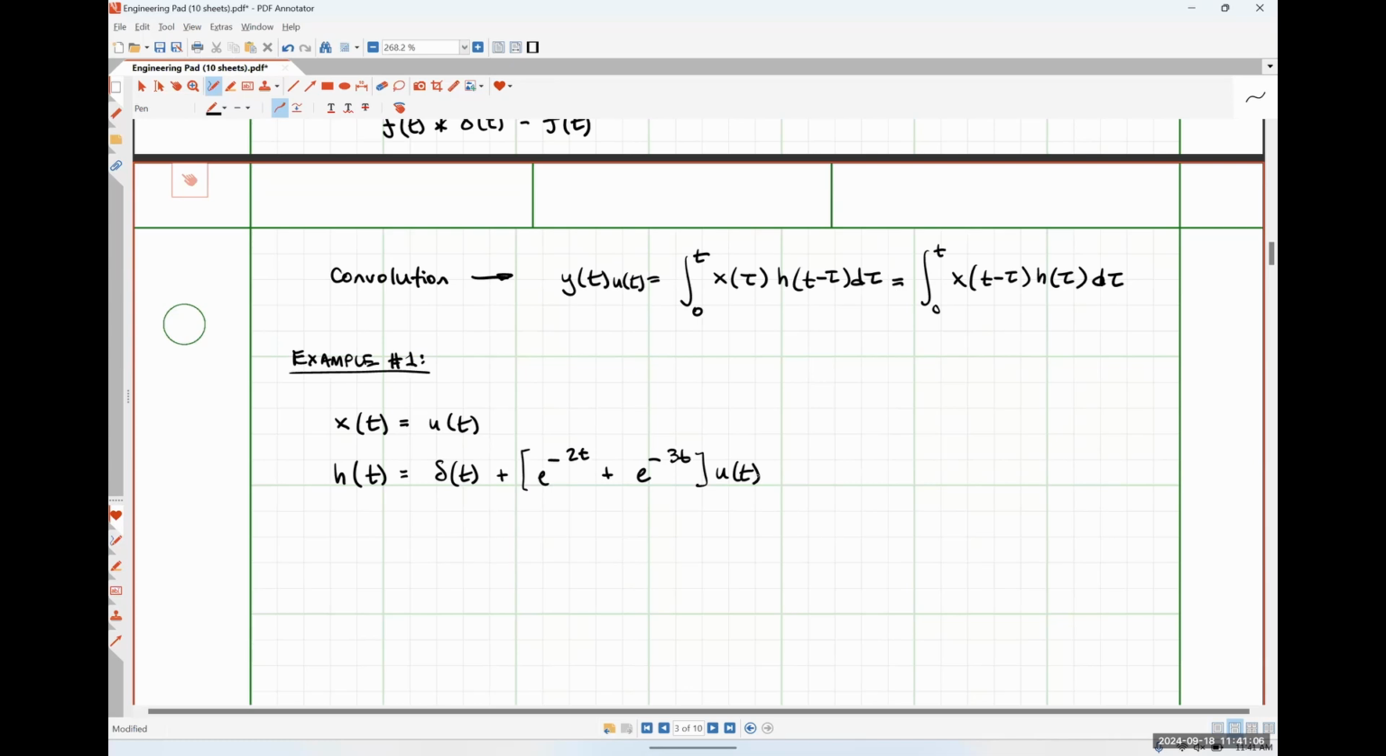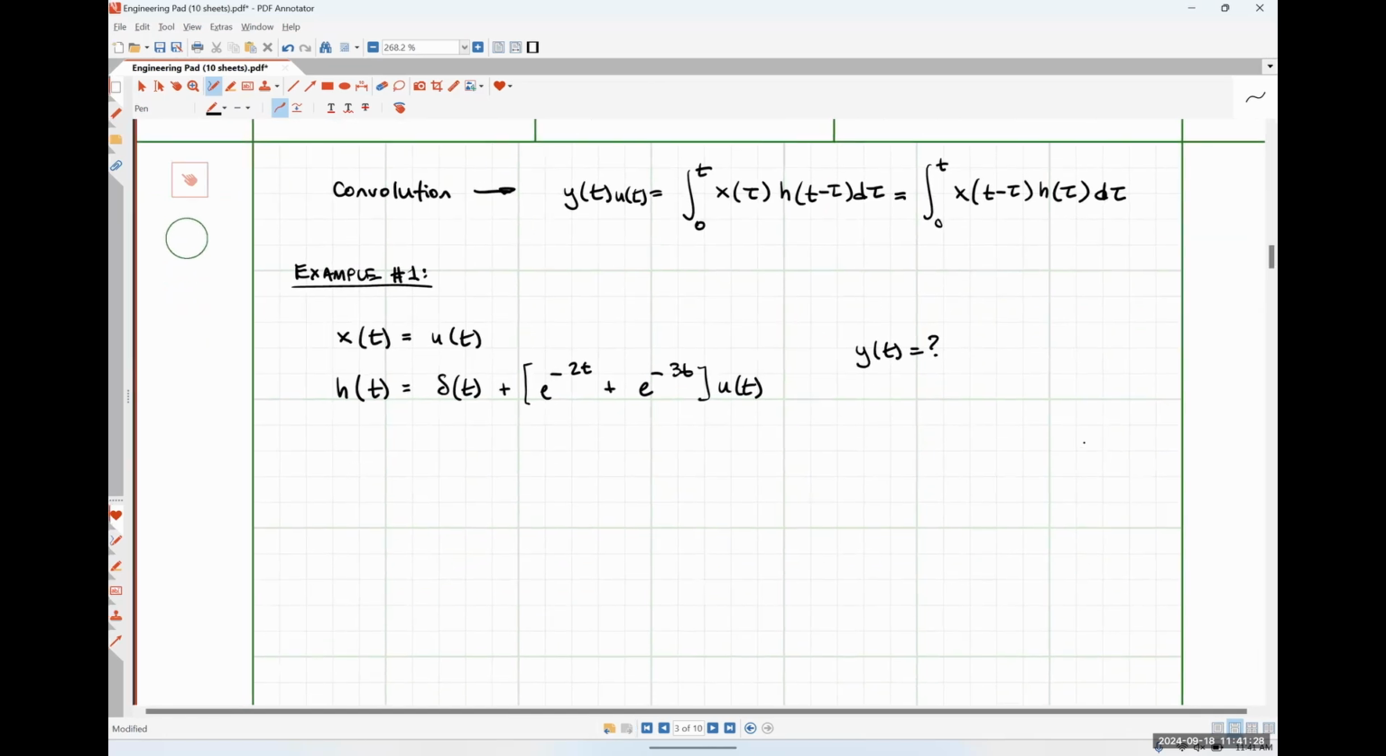So what we're going to do is try to figure out what y of t is if we know our input signal and our impulse response. So our goal here is to get some function in time. I know that y of t is just going to be x of t convolved with h of t.